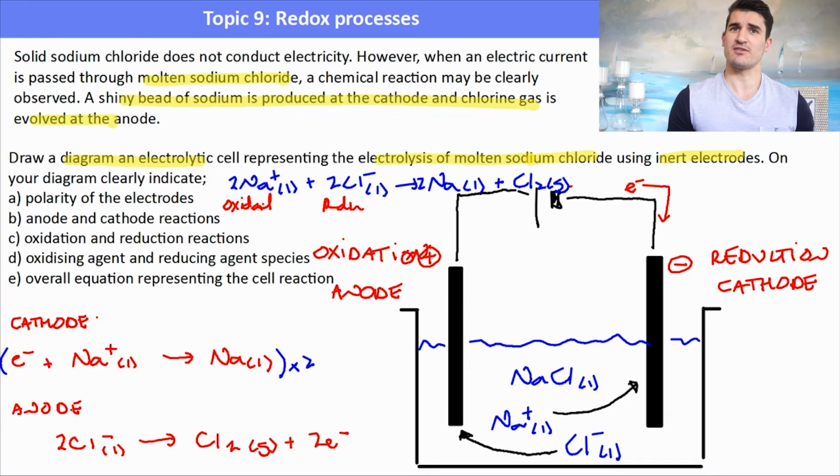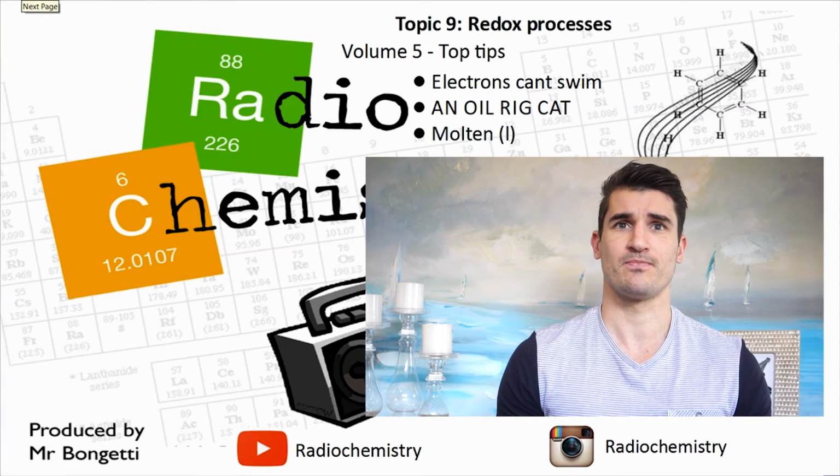Now, if we were asked to identify the oxidant and reductant, we still apply the rule, if you're murdered, you can't be the murderer. So sodium ions undergo reduction, so they must be the oxidant. Chloride ions undergo oxidation, so they must be the reductant. That thing does not change.